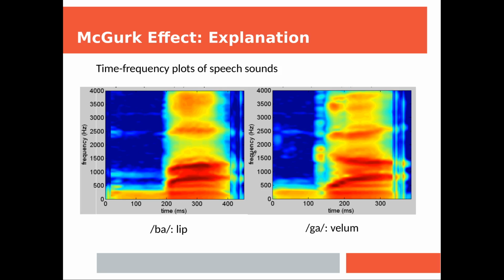And this is just a time frequency diagram of ba and ga. So when you have ba and ga, you get these different patterns.